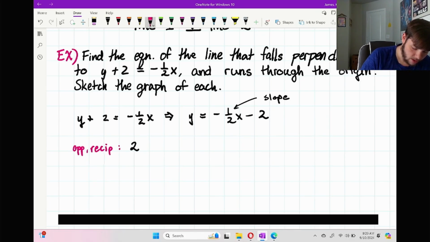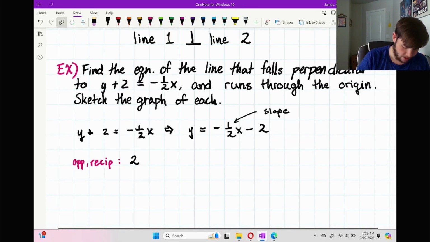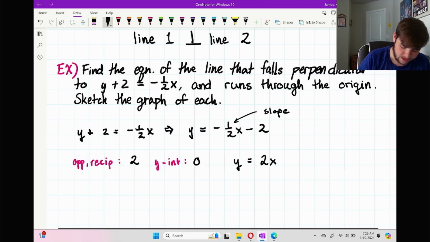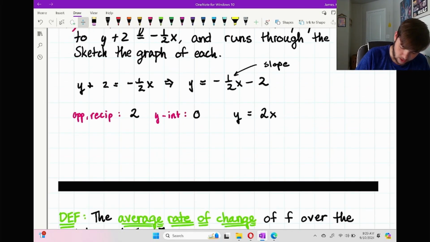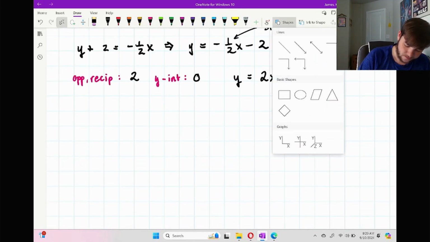Similarly, I need to know the y-intercept. But I know it runs through the origin. That is where x equals 0. So the y-intercept is 0. Now I can write down the equation of the line in slope-intercept form. And it's going to be y equals mx plus b, so y equals 2x plus 0. Let me give myself a little bit more room here to sketch the graph.